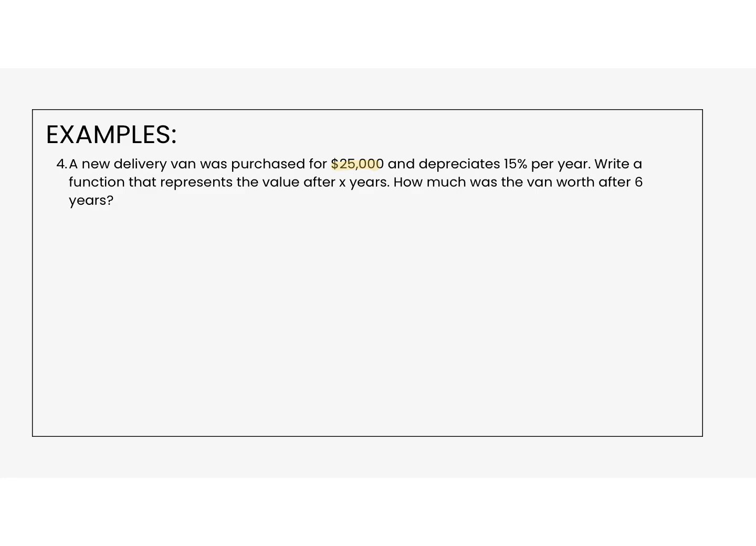$25,000 was how much it was purchased for. It depreciates 15% per year. So we know that that's going to be exponential decay because the value is going down. So we want to write just a basic function for after X years. So a 1 plus r to the t, oops, sorry, we're doing decay, so that should be 1 minus r. So my equation, if I was just doing a basic one for this, 25,000, 1 minus 0.15 to the power of x, that would be the function that represents the value after X years.